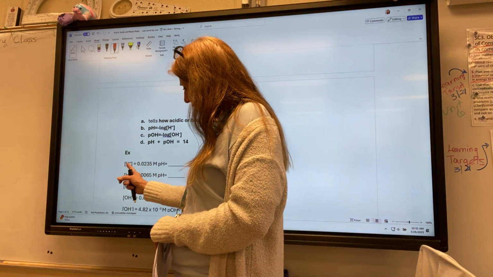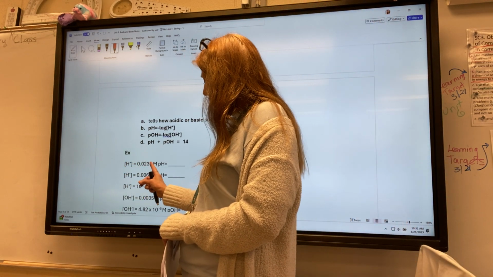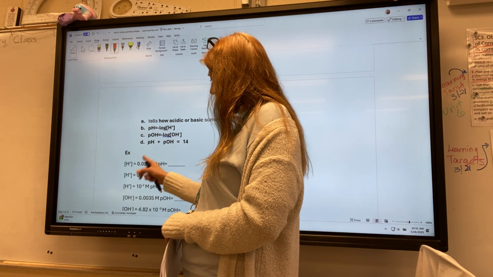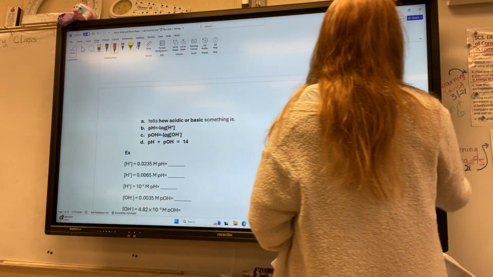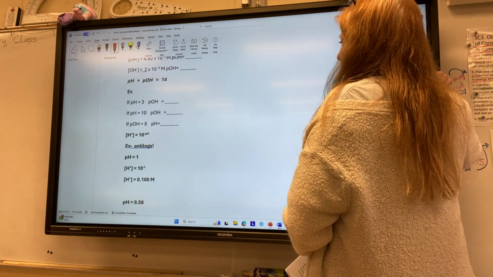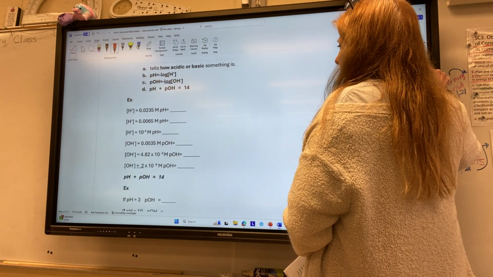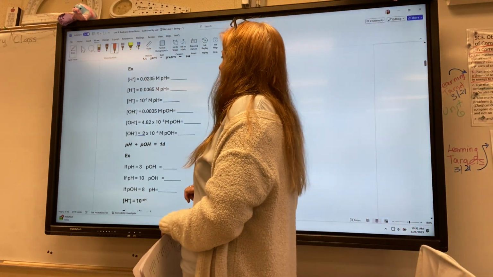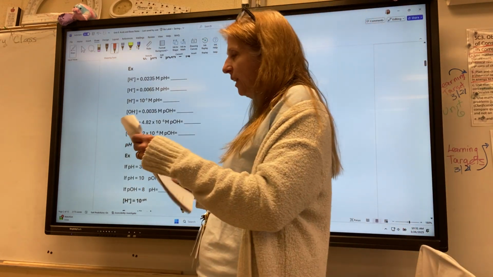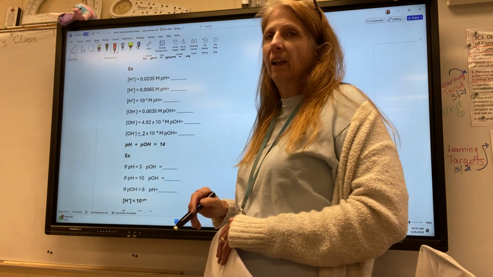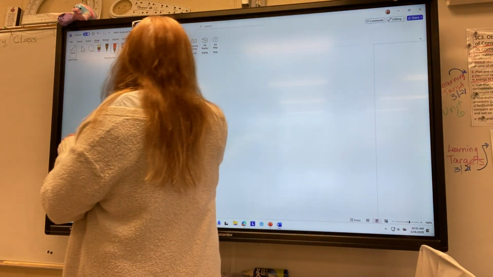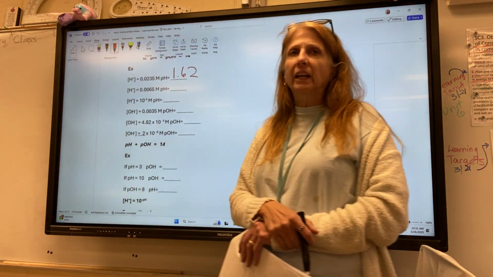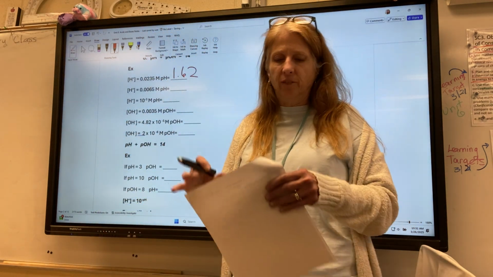So I want you right now to try on your calculator these problems. We have a hydrogen ion concentration. I want you to put it in your calculator, take its negative log, and tell me what this pH is. We're going to do these together just to practice them real quick. So what'd y'all get? Do negative log 0.0235, enter. Did you get 1.62? If you didn't, mess around with it, figure it out.